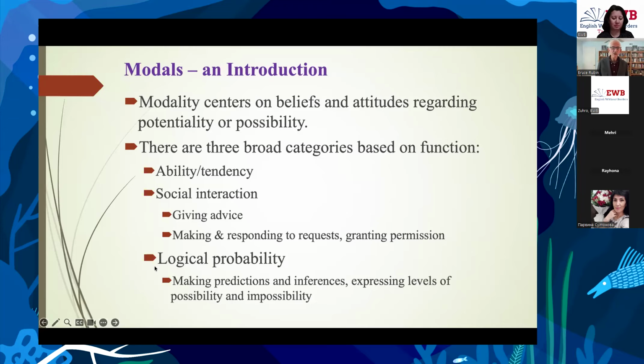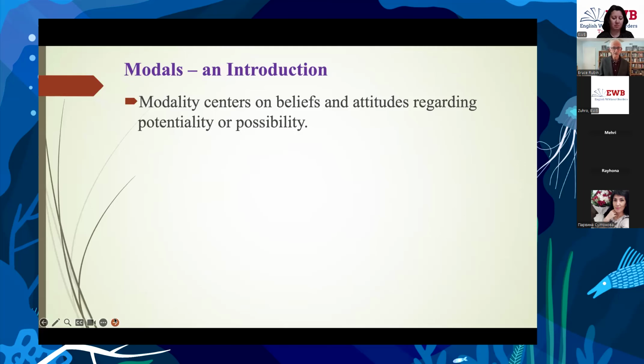But we also use modals for logical probability, for making predictions, for making inferences. A equals B, B equals C. You can infer that A equals C, or A must equal C. There's your modal there, expressing levels of possibility or impossibility.